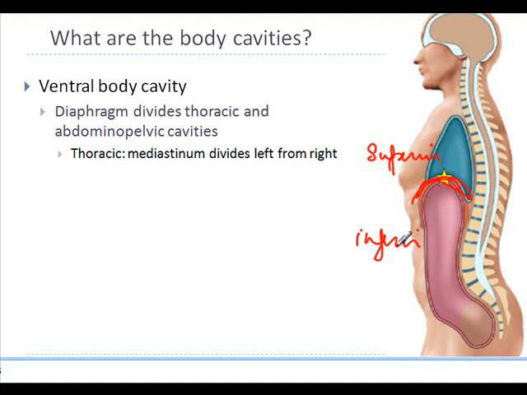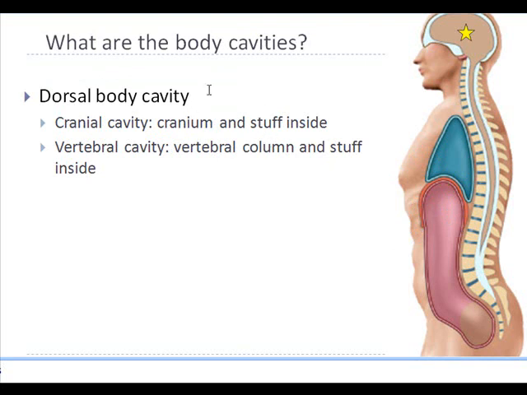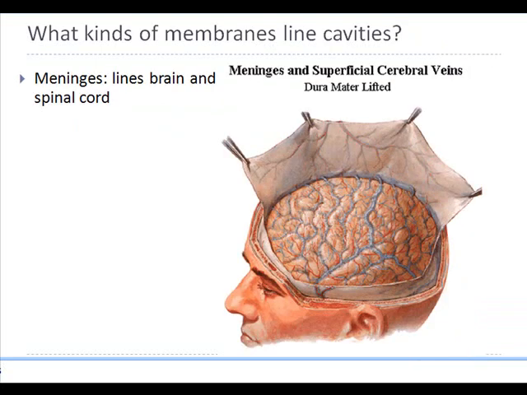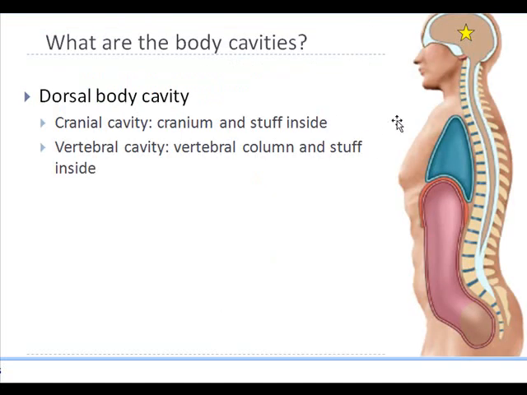I want to go back to this slide and mention that the body cavities are lined by meninges. Meninges is a connective tissue, and it lines the brain and the spinal cord. So the entire dorsal body cavity, all the way from here down there and coming back this way, is going to be lined by the meninges. It's a kind of connective tissue, and it lines the dorsal body cavity.